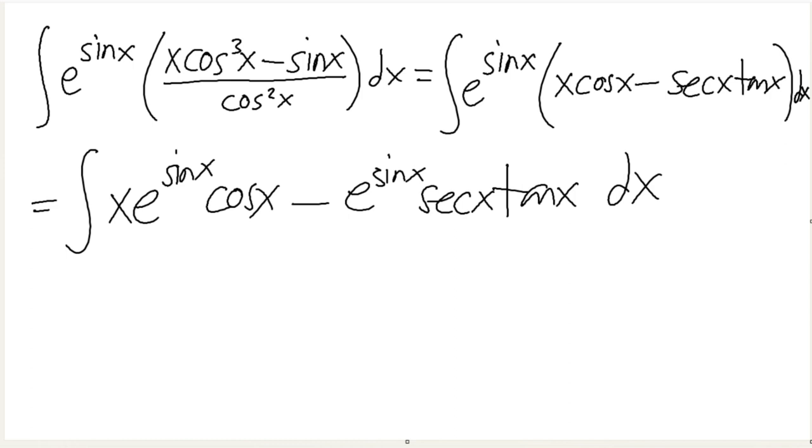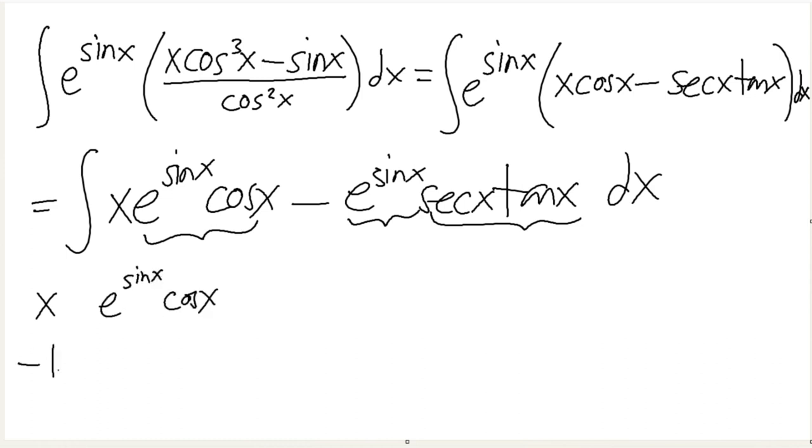Well, let's integrate by parts, not together, but partially, right? And the reason is because I see this could be a very easy integral, and I see this, and I see this. All right, let's try it. X e to the sine of x cosine of x. This becomes negative 1. This becomes e to the sine of x. Okay, but this, okay, wait a minute. This is negative e to the sine of x. This looks nothing like this. We're screwed.